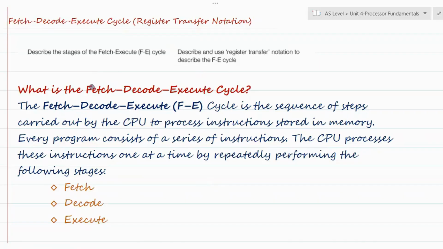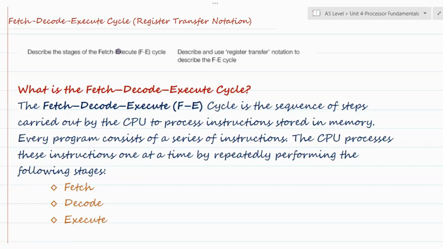In our previous videos, we learned about the different registers present inside the processor and also discussed the role of buses. But have you ever wondered how the CPU actually executes a program? How does the CPU know which instruction to execute first? How does it fetch instructions from memory? And how does it process millions or even billions of instructions every second? Well, the answer lies in something called fetch, decode, execute cycle.